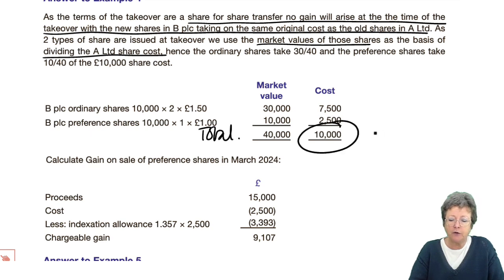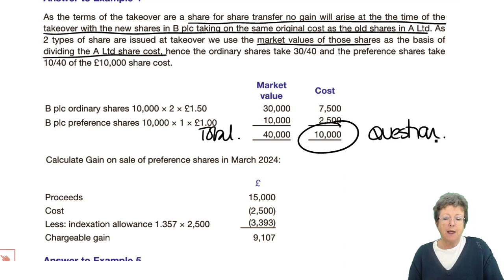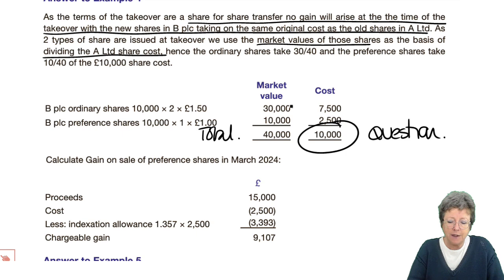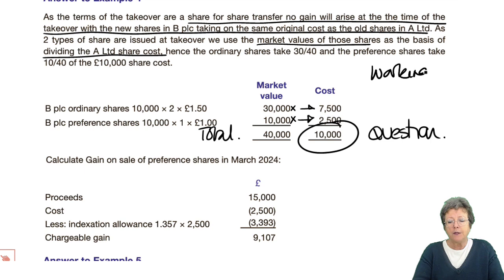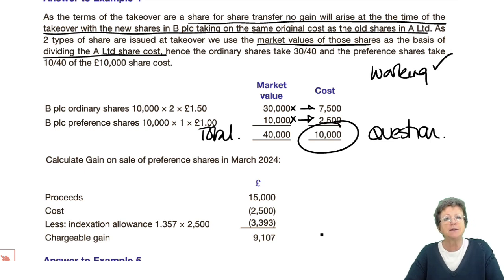Now this cost is from the question. That doesn't change. Basically, the A shares are now the same cost as the B shares, and we're going to use these values here in order to allocate that cost to each one of those. It's a working that you need to show. It's a process that you need to explain to the examiner, that you understand how that has worked.